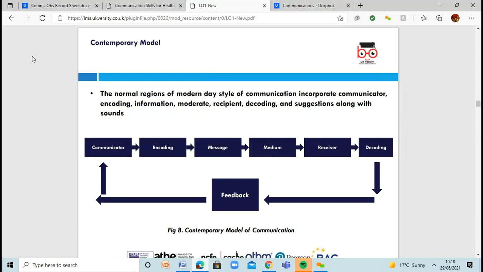And then the last one on this is the contemporary model. Now this is the most modern-day one. It's the most up-to-date one that we've got. Pretty similar to all the others that we've seen. You've got the communicator. They encode a message to put it down, to think of what they want to do. So I'm thinking, what do I need to say? I'll make a note of it. I'll put the message down, then I'll send it.